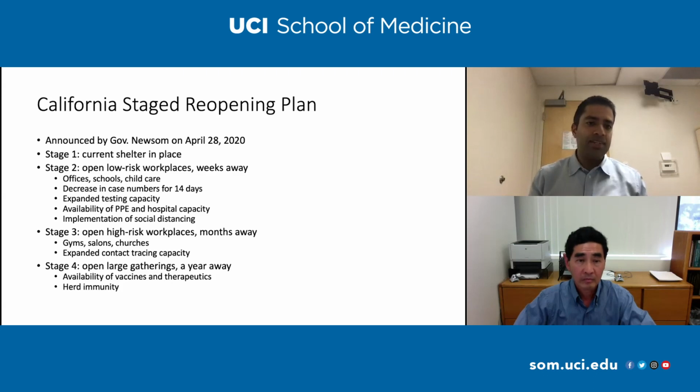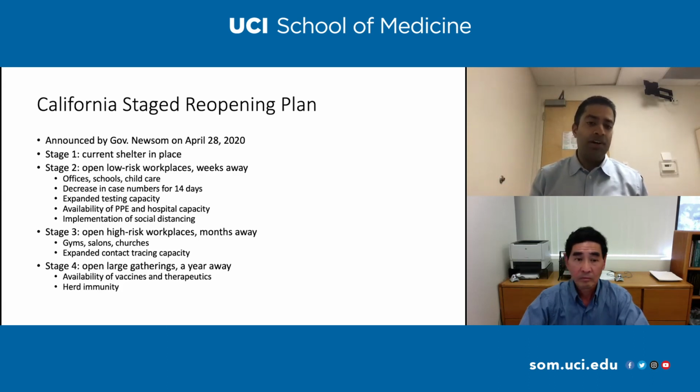Stage 3, which is likely months away, would be higher risk places like gyms, salons, churches, where people are interacting with each other more closely. And for that, we really need to have what we call expanded contact tracing capacity. That means, if you have something like a large church service where one person is infected, you may have a large number of people that you need to track down and test. And so you have to have the capacity to do that.